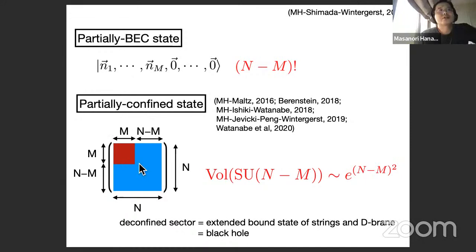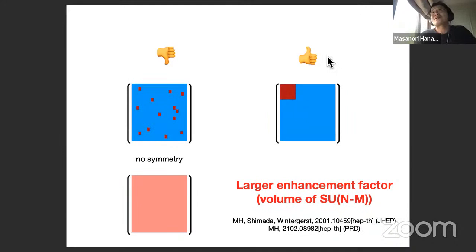And when we have a gravity dual, we can understand this deconfined sector as an extended bound state of strings and D-branes. And this is, in many cases, a black hole. Okay, so this is the reason why such a specific structure appears. Nothing like this is favored.